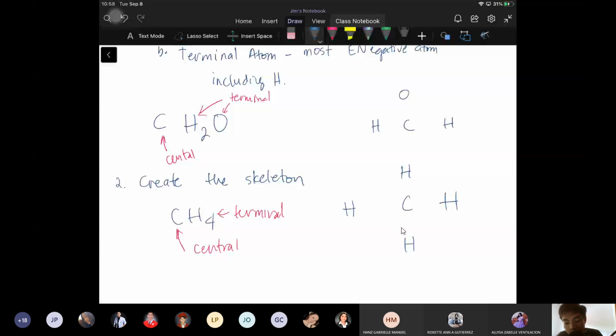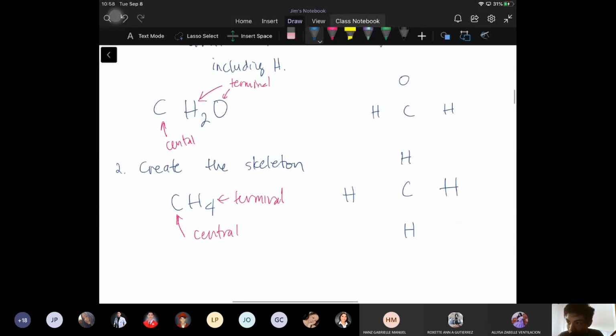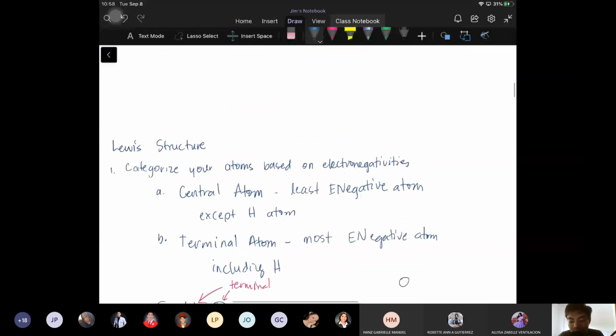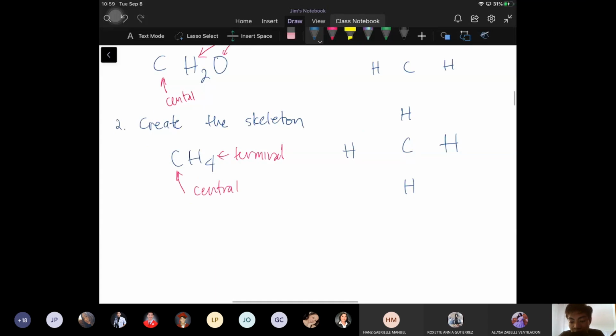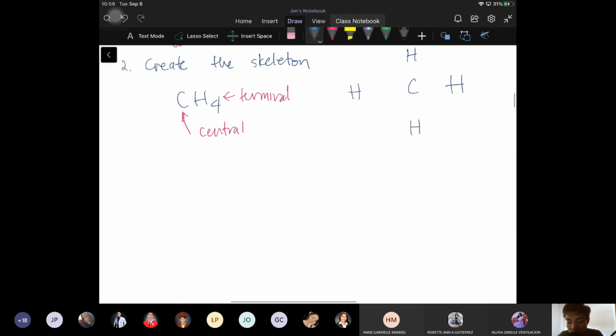No? Okay, so yan. So recall. Categorize your atoms: central, least electronegative, excluding hydrogen; terminal, most electronegative, including hydrogen. Create your skeleton with the central atom in the middle. All the other atoms ay nakapalibot in 4 directions. Now, okay, so with that, we can do this new rule, NASU rule.